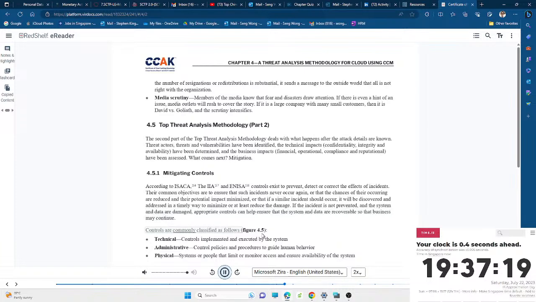Controls are commonly classified as follows. Figure 4.5. Technical controls implemented and executed by the system. Administrative control policies and procedures to guide human behavior. Physical systems or people that limit or monitor access and ensure availability of the system.